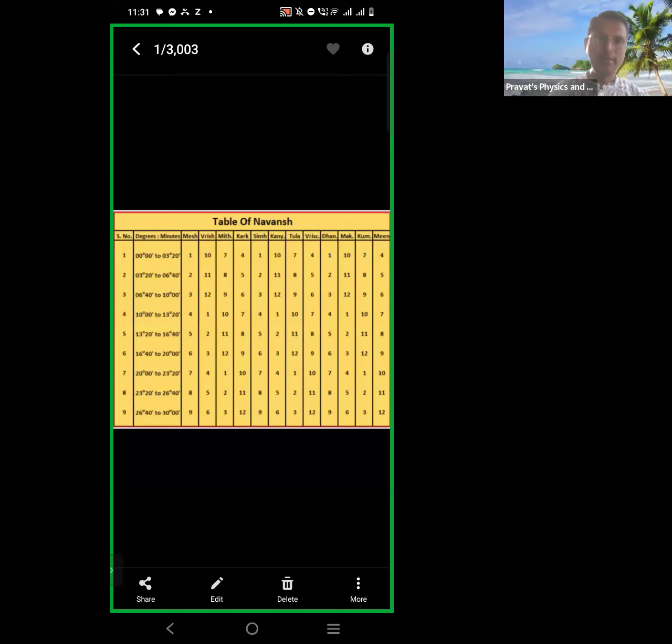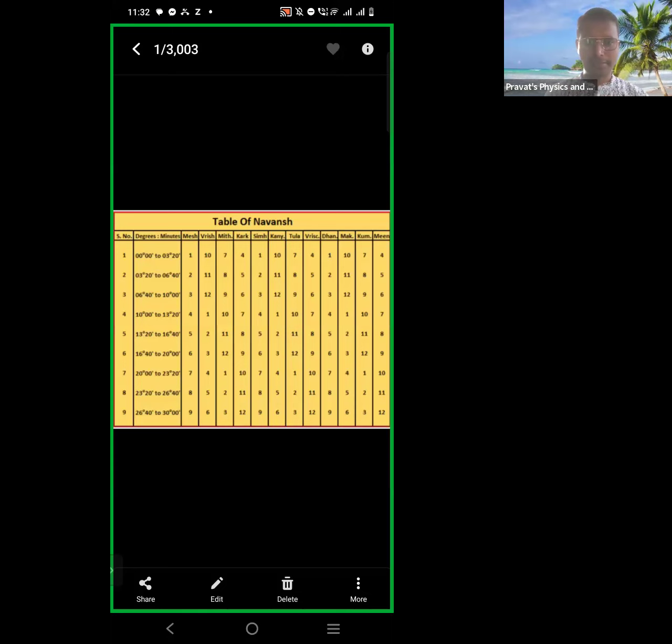That is also written in the left hand column of the chart that I have shared, so you can refer to that. And it is not rocket science. First pada of the nakshatra is the first division. Second pada of the nakshatra is the second division. Third pada of the nakshatra is the third division. Fourth pada of the nakshatra is the fourth division. Then comes the next nakshatra. First pada of the second nakshatra is the fifth division. Second pada is the sixth division.